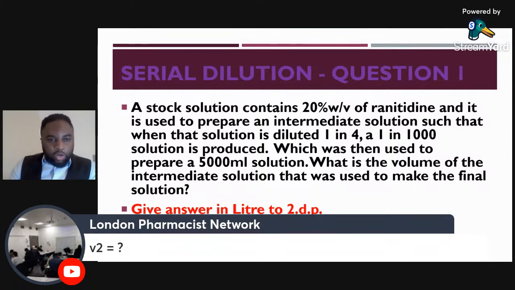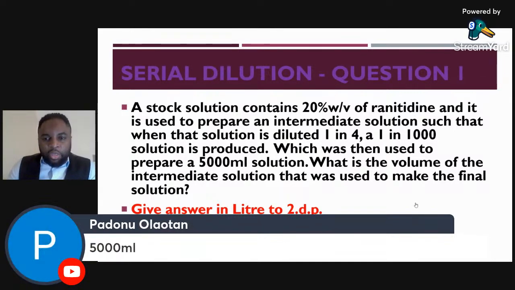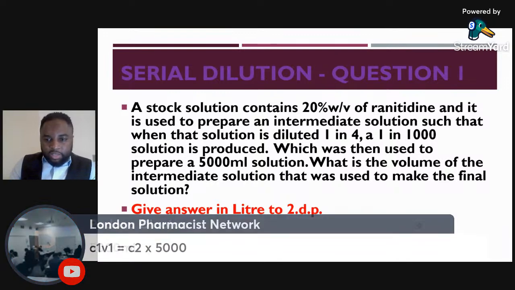What is V2? We're looking for V2. What is V2, which is the volume of the final solution? The volume of the final solution is V2. Fantastic. So V2 is 5,000. So far, we have our V2 side sorted. Okay, so your equation should look like this now because we've identified what V2 is.